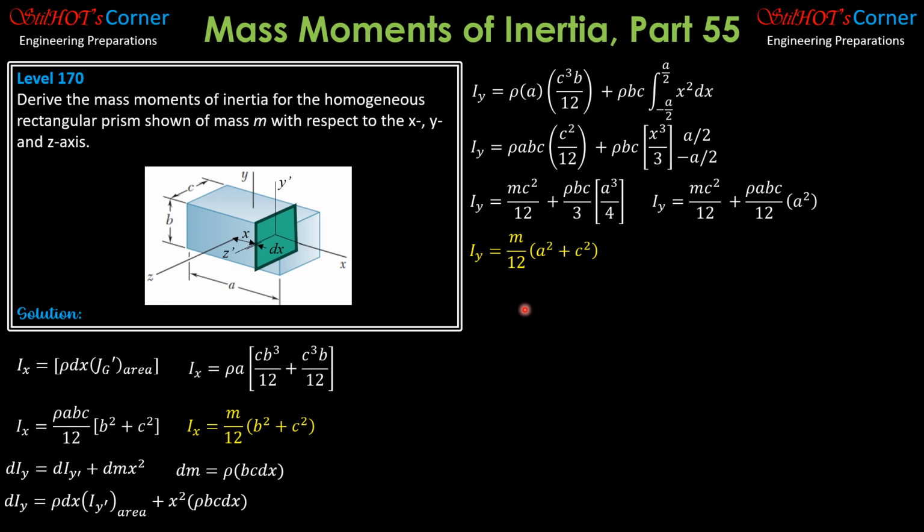Then for Iz, differential Iz is differential Iz prime plus differential mass x squared, because the distance between the z and the z prime axis is still x, and the thickness of the plate is still dx. So therefore, differential Iz is equal to rho times thickness dx, Iz prime of area plus x squared, then differential mass is rho bc dx, which is this. Integrating, we note that the only variable for this first term on the right side is dx. Integral of dx from negative a over 2 to a over 2 is simply x. Then a over 2 minus negative a over 2 is a, so we replace this by a. Iz prime of area with respect to this axis is cb cubed over 12, which is this.